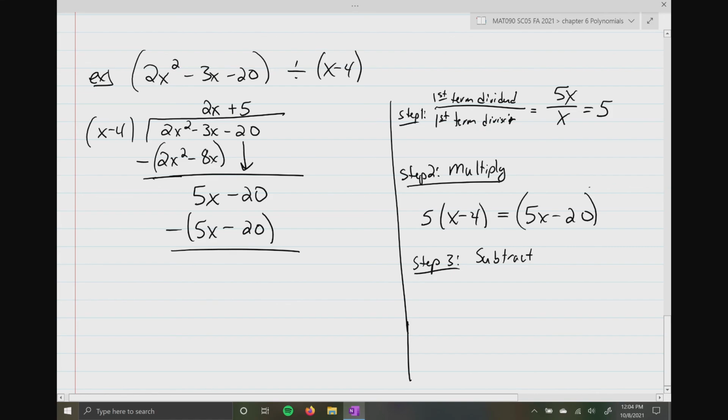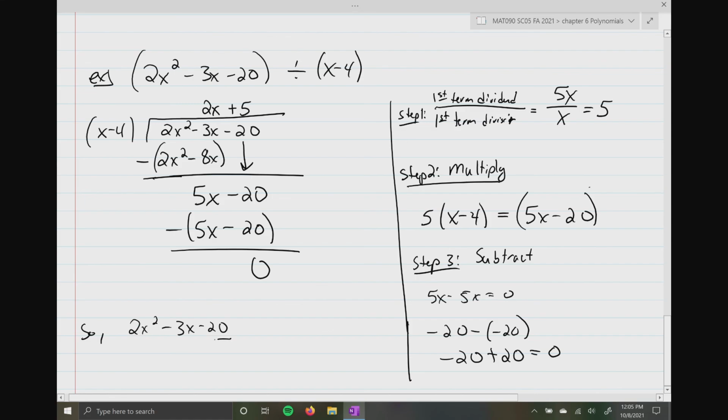Now the beautiful part about this, 5x minus 5x is 0. And negative 20 minus a negative 20 is really negative 20 plus 20, which is also 0. So 2x to the second minus 3x minus 20 divided by x minus 4 is equal to 2x plus 5.